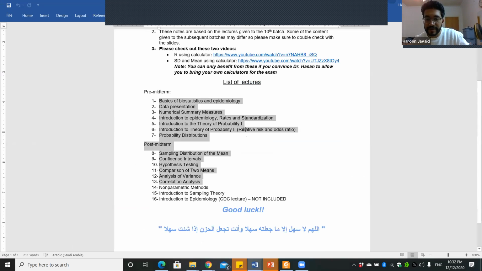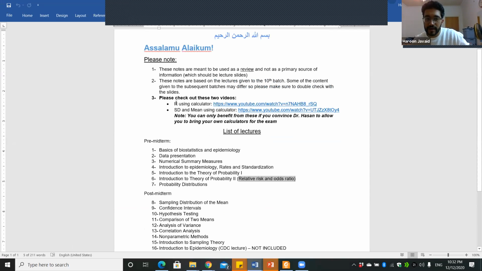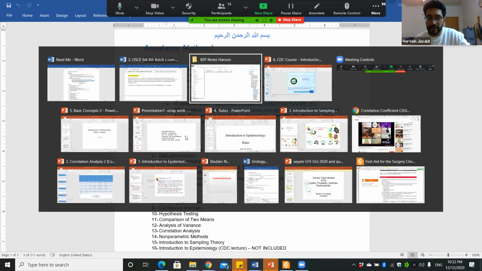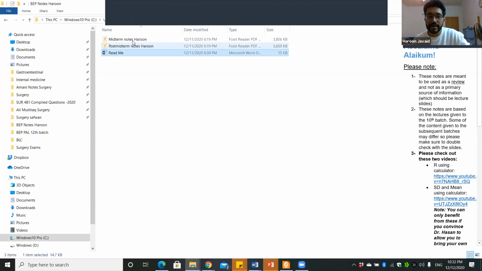It tells you where relative risk and odds ratio was. And it gives you the link for this, and it gives you the link for this. I have already sent this to Ijaz because he's the head of PAL. I don't know how much involved he is in this or not.